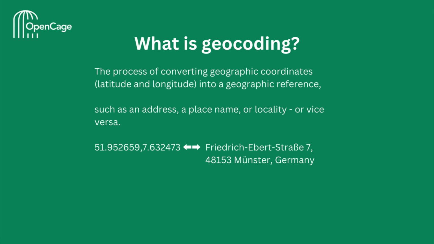So what is geocoding? Geocoding is the process of converting geographic coordinates, latitude and longitude, into a geographic reference, such as an address, place name, or locality, or vice versa. For example, here we have a pair of coordinates that represent a location in Germany. We can use geocoding when we want to know the address corresponding to those coordinates. Conversely, geocoding can also help us convert an address into the corresponding latitude and longitude.